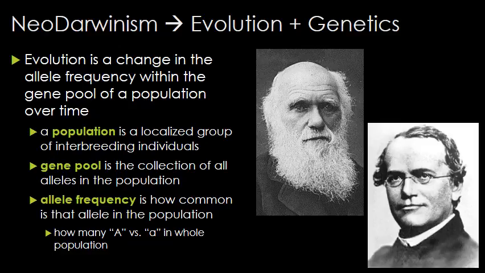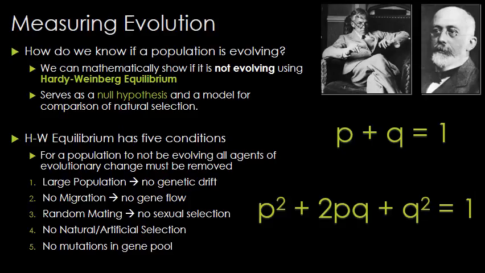You need some understanding of these words within an evolution perspective going forward. Now that we have some understanding of the terms going on here, we can look at how we actually measure evolution. Hardy and Weinberg, the two guys shown here on the right, independently came up with a theory in 1908, a formula, a mathematical basis for population genetics.